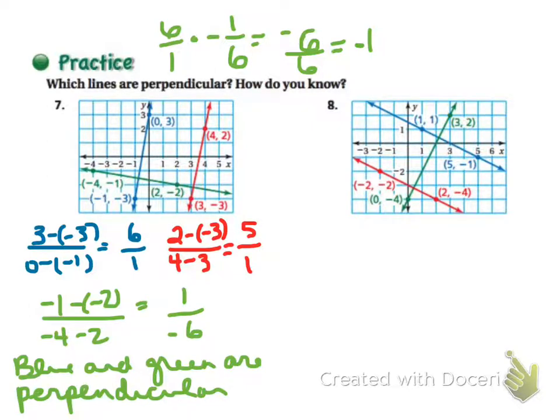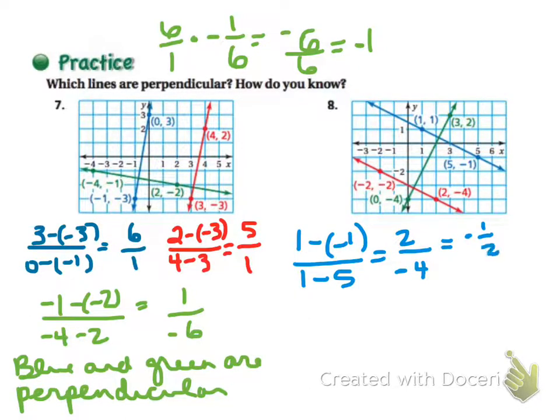So on problem 2, the slope of the blue line is 1 minus negative 1 over 1 minus 5. So 2 over negative 4, or negative 1/2. The red line is negative 2 minus negative 4 over negative 2 minus 2, or 2 over a negative 4, which also equals negative 1/2.